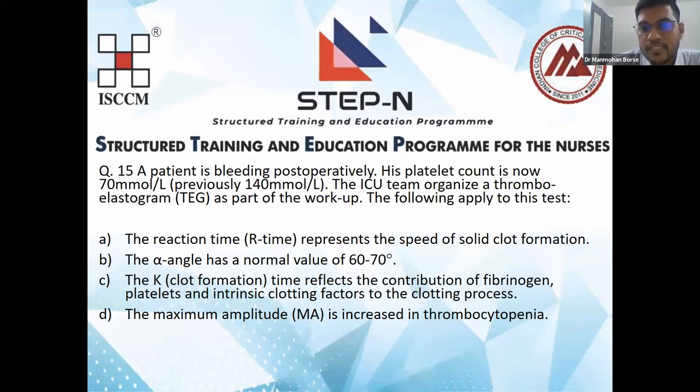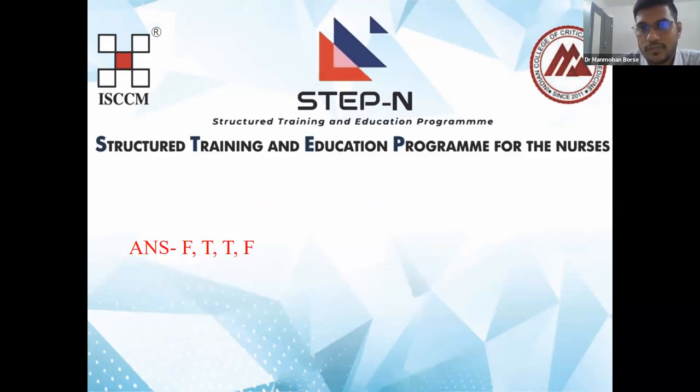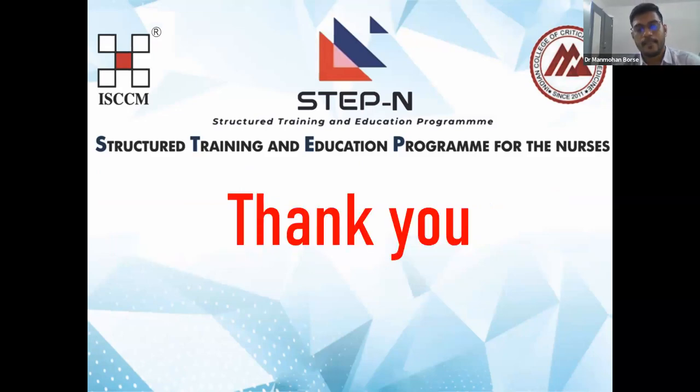The K time reflects the contribution of fibrinogen, platelet and intrinsic clotting factors. Yes, it's a combination. Primarily it depends on fibrinogen, but it can be affected by the clotting factors as well as platelets. That is also true. MA is increased in thrombocytopenia? No, we saw in the hemorrhagic TEG, if the platelet count is low, the maximum amplitude will be low. So that is also false. So A and D are false, B and C are true. Okay. That's it. Thank you.